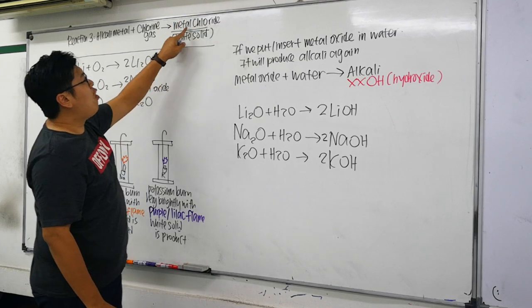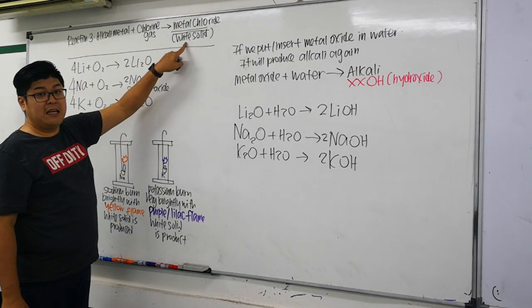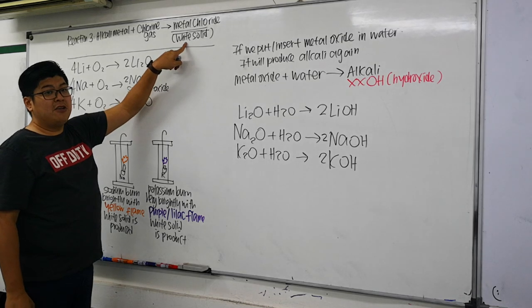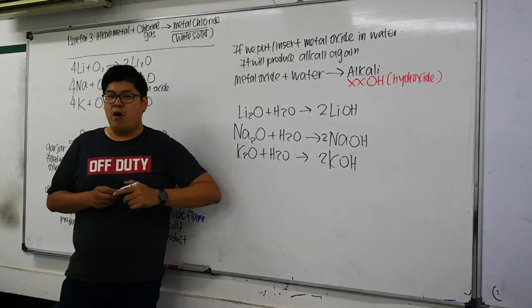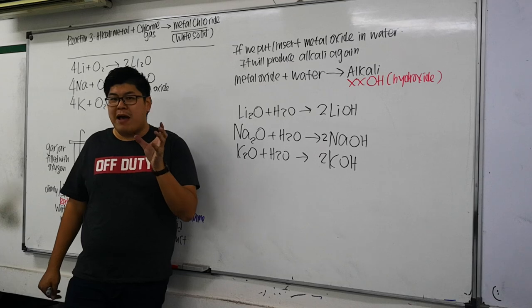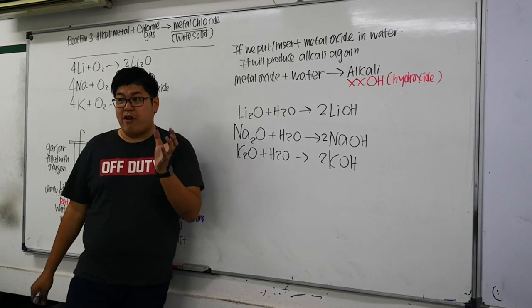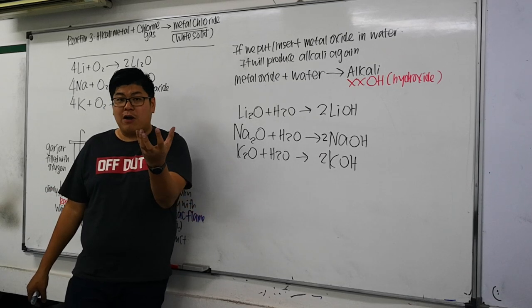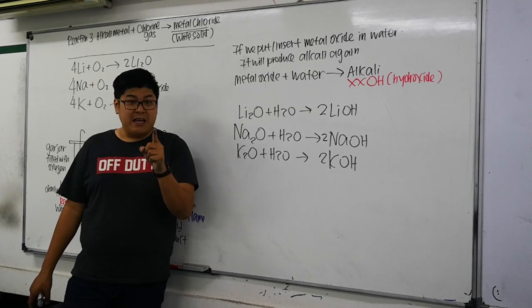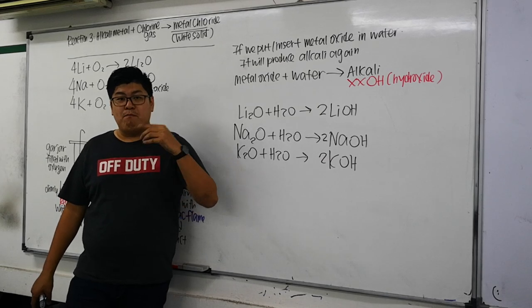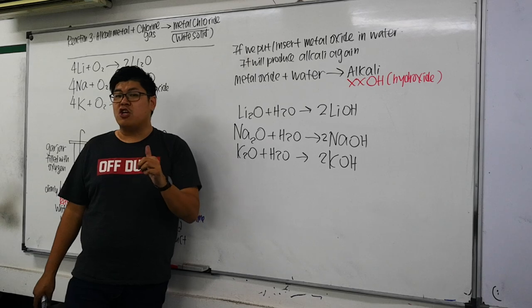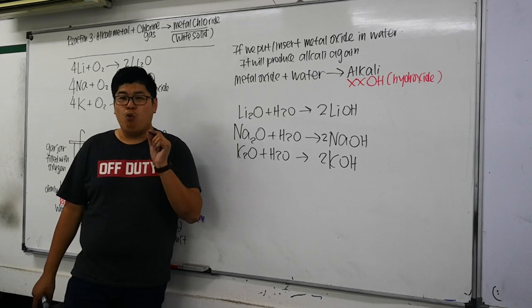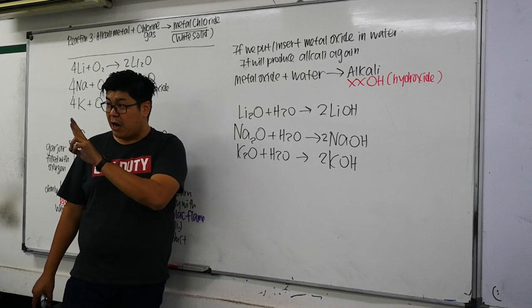C-H-L-O-R-I-D-E. The chloride is still white in color. Okay? It's still white. So here you only have two colors you need to know. Number one, if the alkali metal does not undergo any reaction, when you have the pure alkali metal, it's gray. But once the alkali metal burns, no matter whether it burns in oxygen or in chlorine, you get white. Understand? You need to know these two colors, that's all.